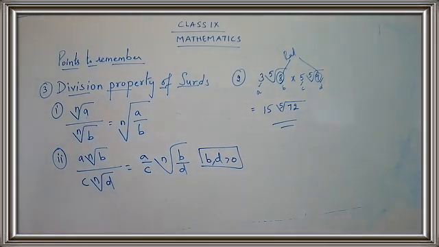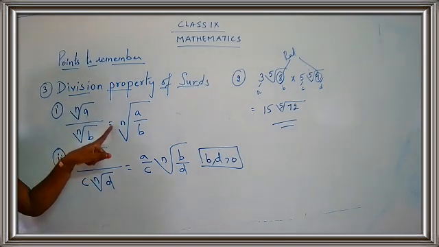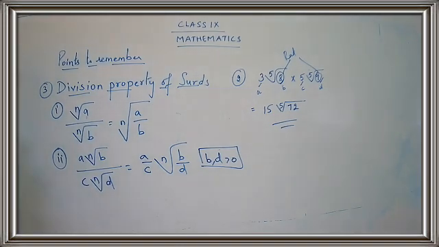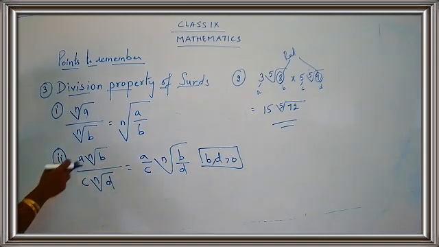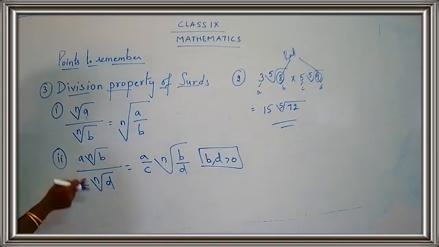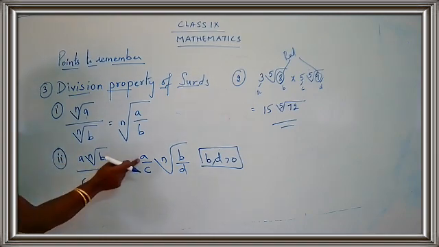So let's see the division property. What is the first property? The first property says that nth root of A upon nth root of B is equal to nth root of A upon B. Then A into nth root of B upon C into nth root of D is equal to A upon C. Okay, you have to take the coefficients first. So what is the coefficient here? A. What is the coefficient here? C. So A upon C.